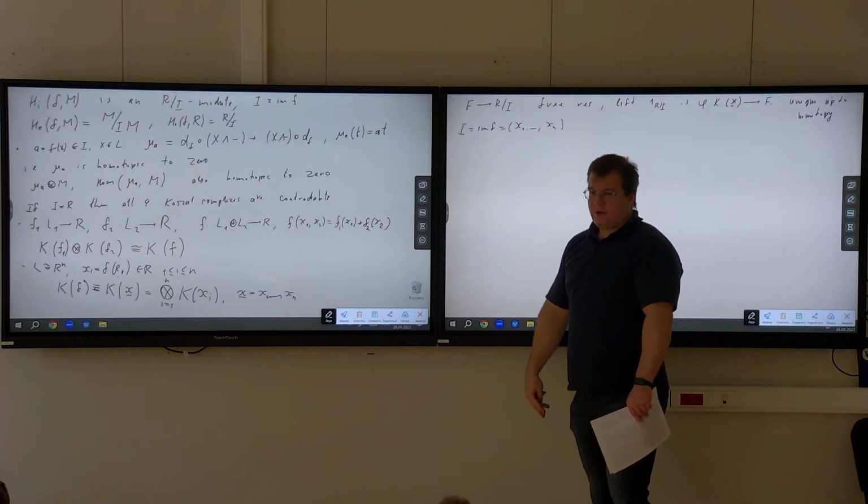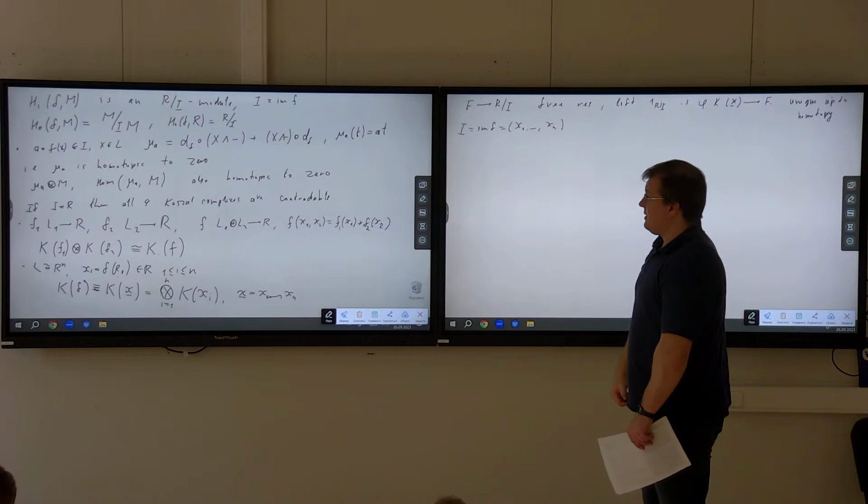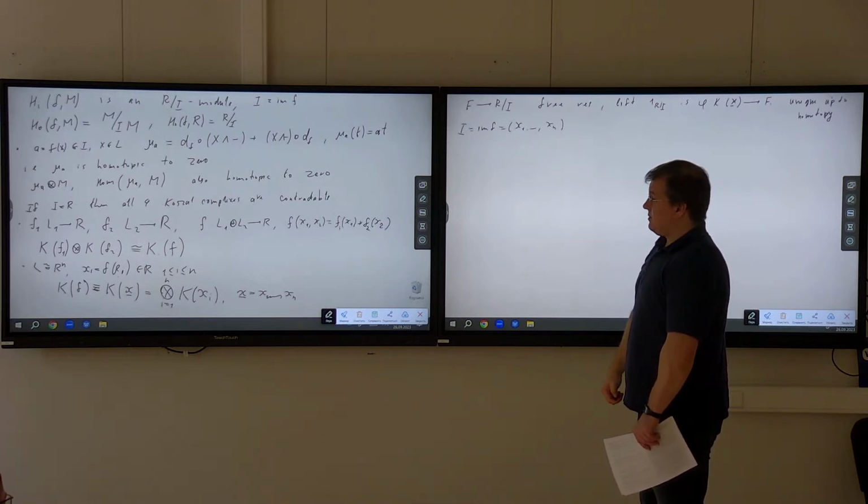But we didn't say that the Koszul complex for a free module is a resolution of the quotient R by I.